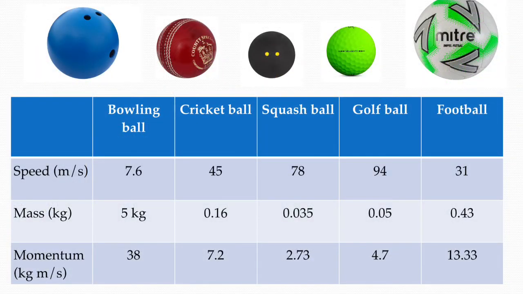So the momentum of the bowling ball would be 38 kilogram meters per second, the cricket ball 7.2 kilogram meters per second, the squash ball 2.73 kilogram meters per second, the golf ball 4.7 kilogram meters per second, and the football 13.33 kilogram meters per second.